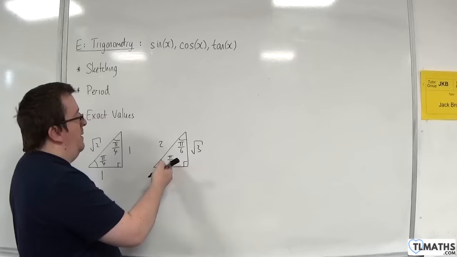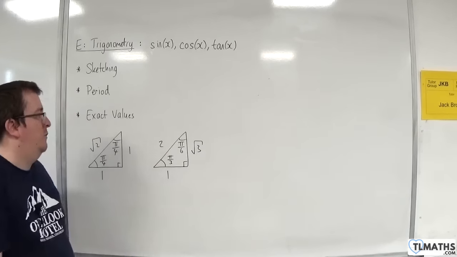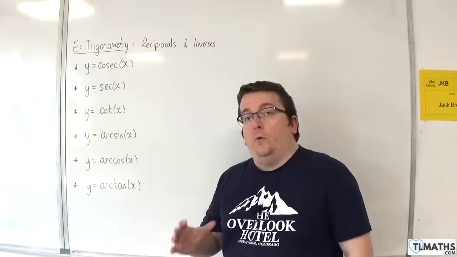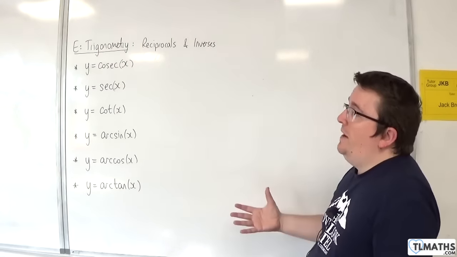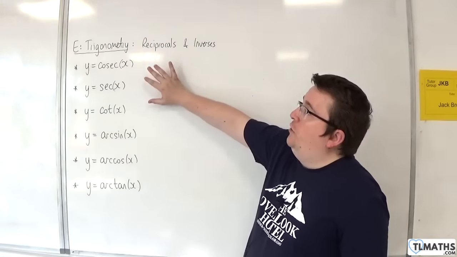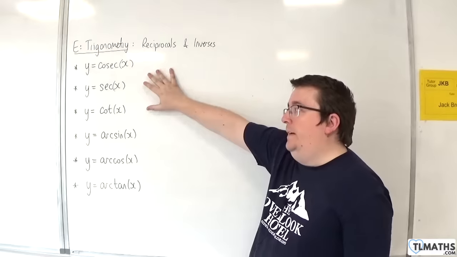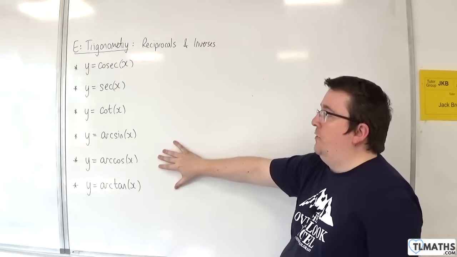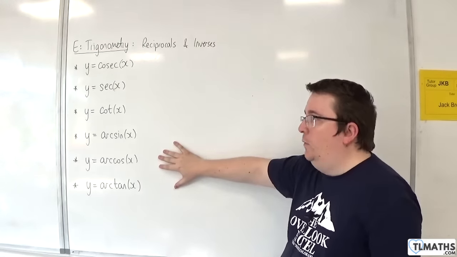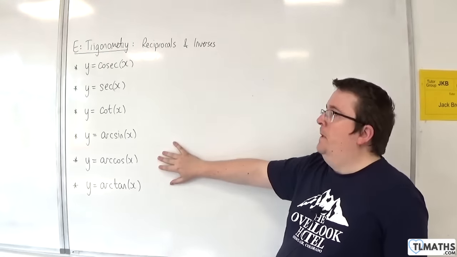So if you want sine of pi over 3 or cosine pi over 6, you could use that right angle triangle to find the values. As I've already mentioned, you need to be able to sketch each of these. So we've got the reciprocal trig functions, y equals cosec x, y equals sec x, and y equals cot x. And then we've got the inverse trig functions, y equals arc sine x, y equals arc cosine x, and y equals arc tan x.